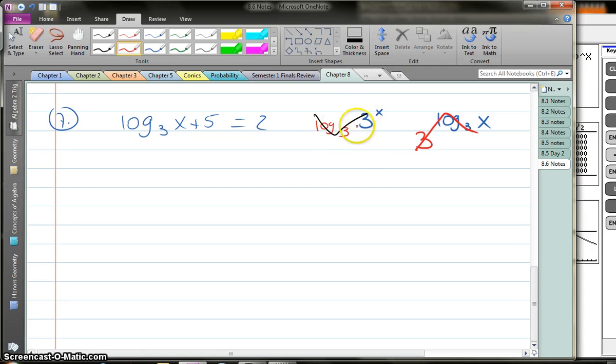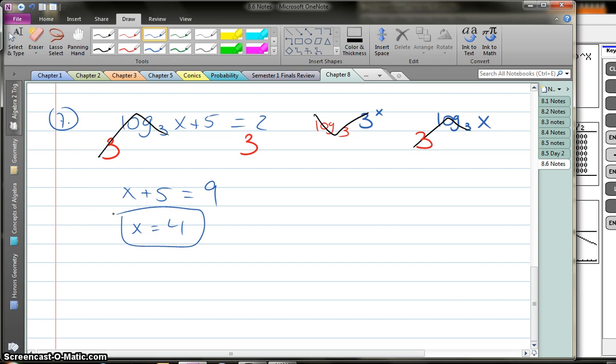So to undo this base, we log base 3 both sides. To undo this log, we need to raise it to that power with a base of 3. So over here, I'm going to take this side and put a base 3 under it, and take this side and put a base 3 under it. So now this is gone. I'm left with x plus 5. And over here, I'm left with 3 squared, which is 9. And then I subtract 5 from both sides, so x is 4. All right, so that can occur too.